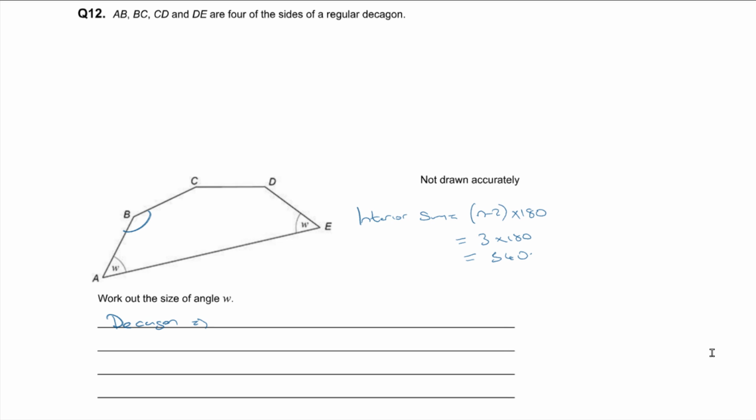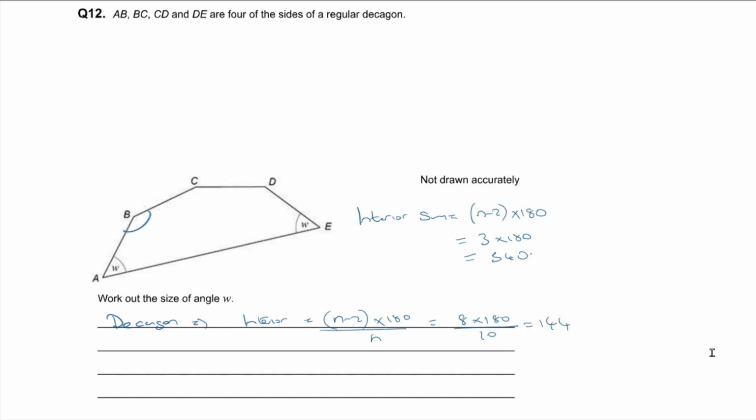I usually work out exterior angles, but I'll show you how to do it the other way as well. So if I want to work out a decagon interior angle from a regular one, the interior angle is equal to (n minus 2), the number of triangles, times 180 divided by n, the number of sides. So 10 sides, 8 triangles: 8 times 180 divided by 10 sides. It just ends up using bigger numbers.